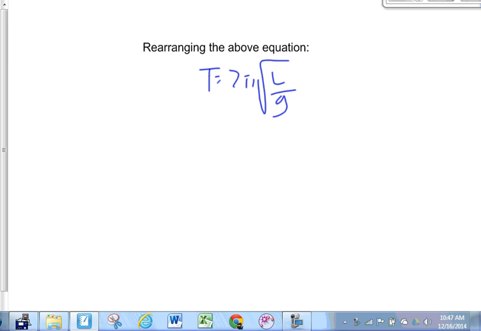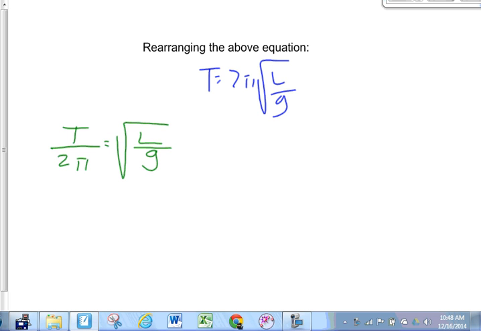What variables would we want to solve for? Well, maybe we want to solve for L. Okay, so let's do that. What goes over first? Want to solve for L, what goes over first? Yep. Good. How do you take the 2π over, Ryan? By dividing? Good. So it becomes T over 2π equals the square root of L over g. Good, Ryan. Okay, what's next, guys?